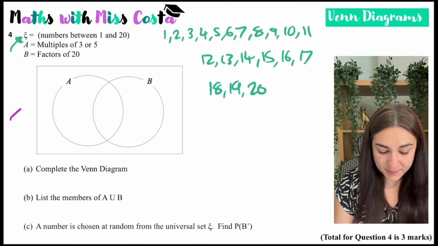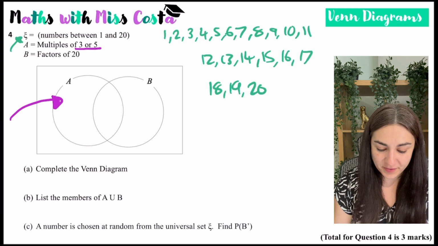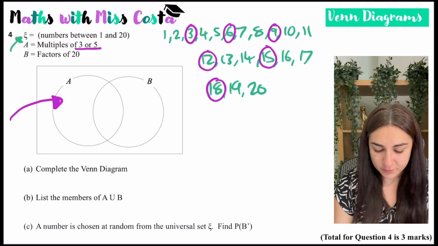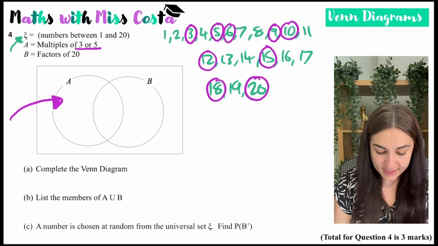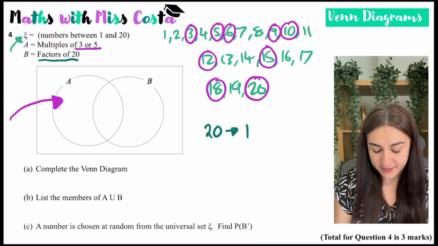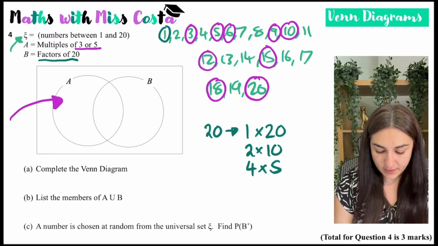Okay, now the numbers that are in set A are multiples of 3 or 5. So let's start with the 3 times tables. That would be 3, 6, 9, 12, 15, and 18. And then the 5 times tables, well, that's 5, 10, 15, and 20. So in set A are going to be all of these numbers. And then set B is the factors of 20. So I could just do a quick little factor tree. So I know that would be 1 times 20, 2 times 10, and 4 times 5. So the factors of 20 are 1, 2, 4, 5.